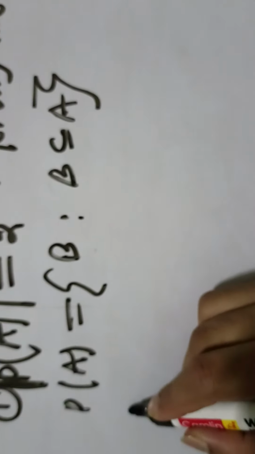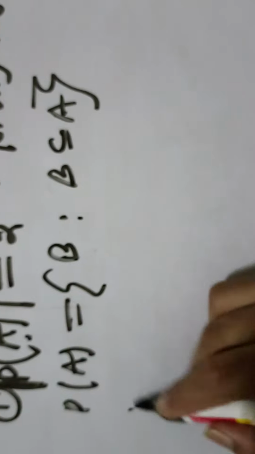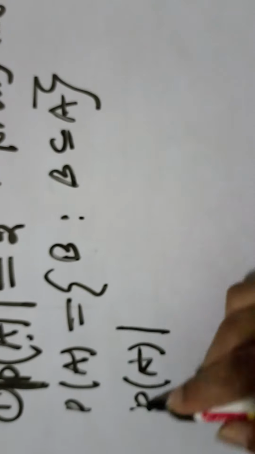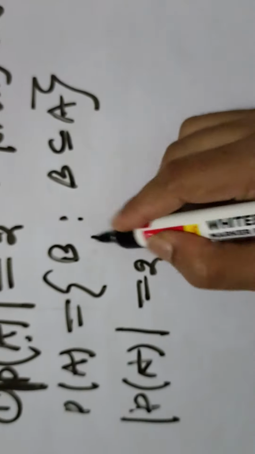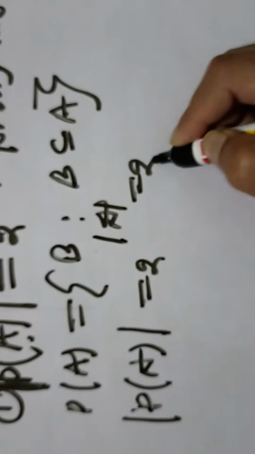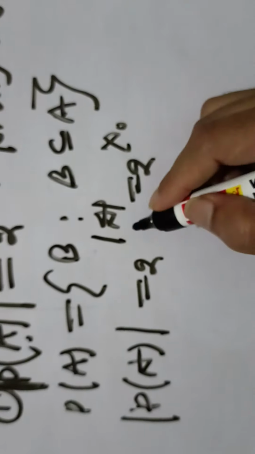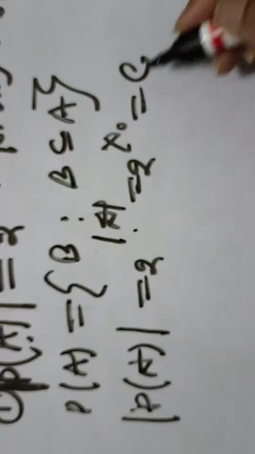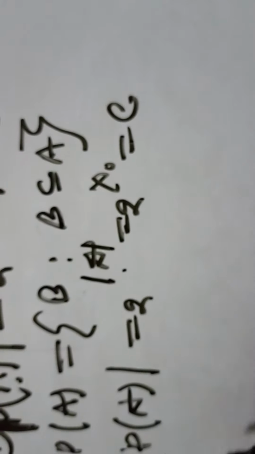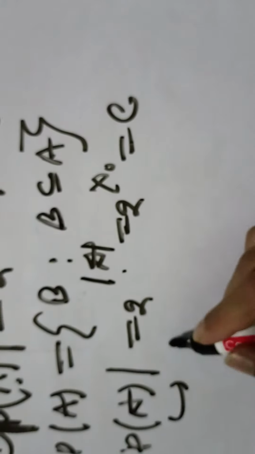If you choose A equal to N, the set of natural numbers, then what happens? The cardinality of the power set will be 2 to the power cardinality of natural numbers, meaning 2 to the power aleph naught, since the cardinality of N is aleph naught. 2 to the power aleph naught means c, the continuum. So the power set of N is uncountable.